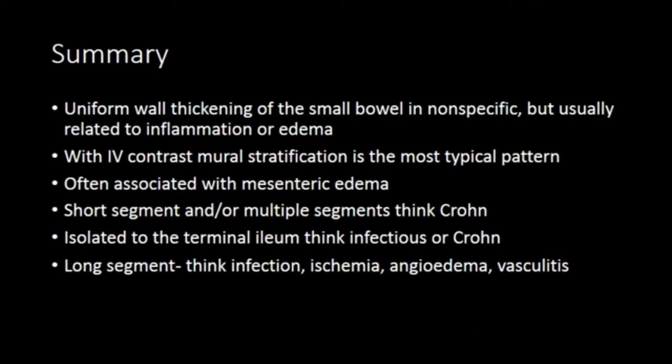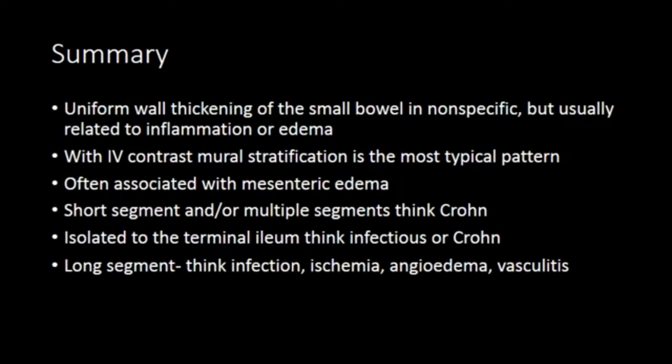In summary, small bowel inflammation tends to be characterized by uniform circumferential wall thickening. This is nonspecific, but most commonly it's inflammation or edema that causes that uniform wall thickening. When you do have IV contrast, you often see a mural stratification pattern with submucosal edema and interwall hyperenhancement. Inflammation tends to also cause edema within the mesentery, so look for mesenteric stranding associated with mural stratification.